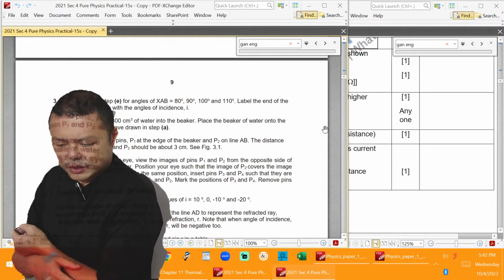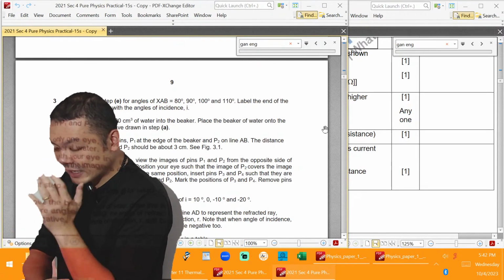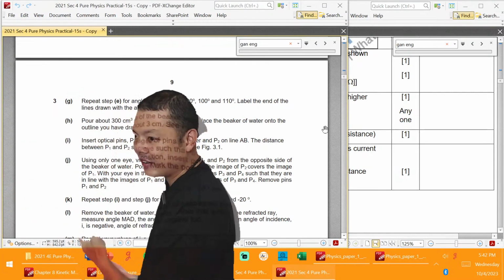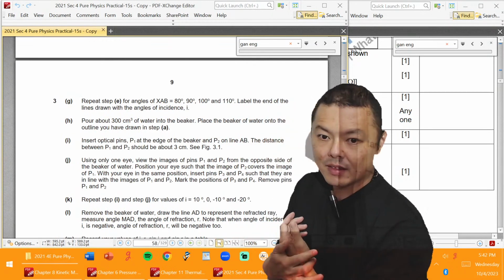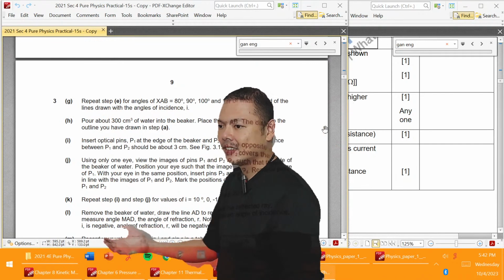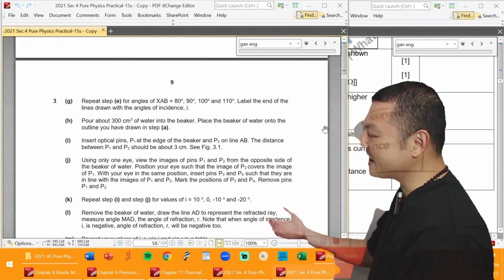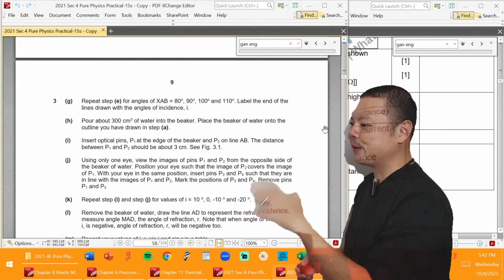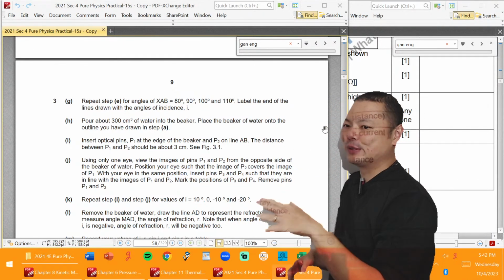Hey, you see, if you look at the instructions, they don't want you to conduct it yet, no? They want you to continue to draw 80, 90, 100, 110. That means you have to draw everything out first. Why cry? No, this is a good practical because I just need to follow instructions. But that's all I have to do.